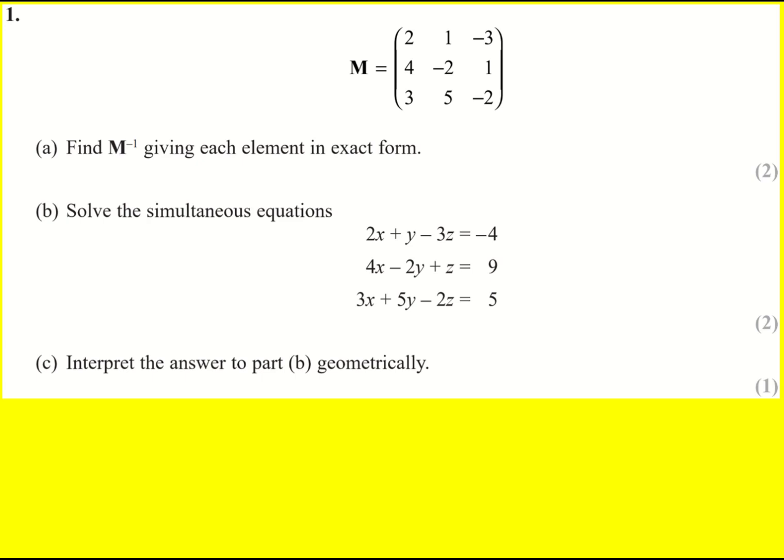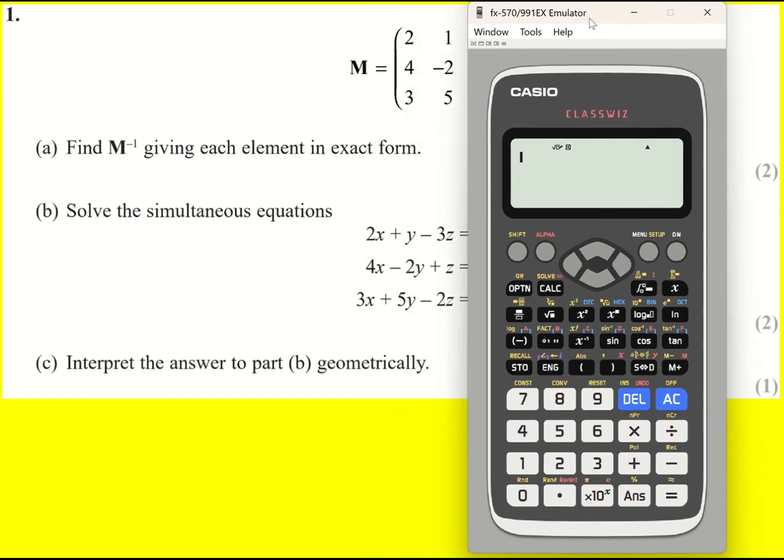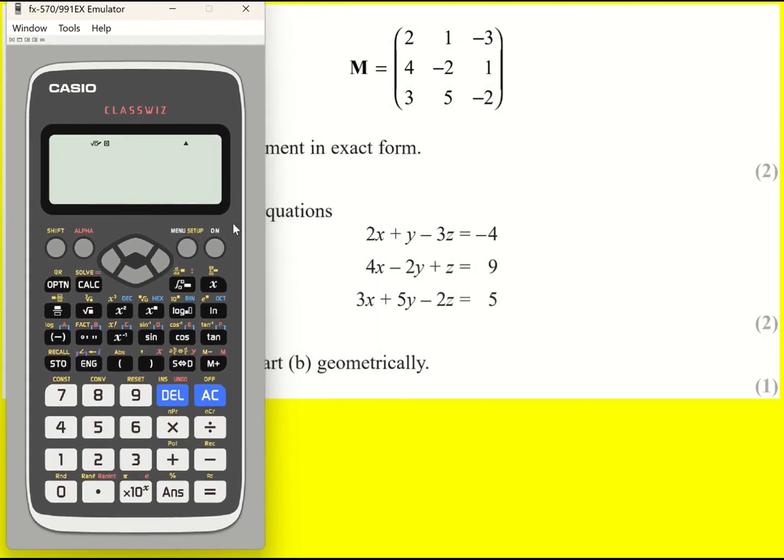M is this 3 by 3 matrix, and we're asked to find the inverse, giving each element an exact form. Look, this is only a couple of marks. It's absolutely fine to just put this in your calculator. In fact, you should be doing that to save time later on.